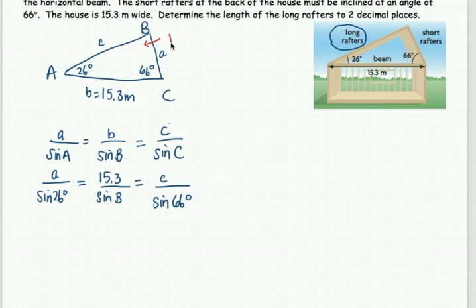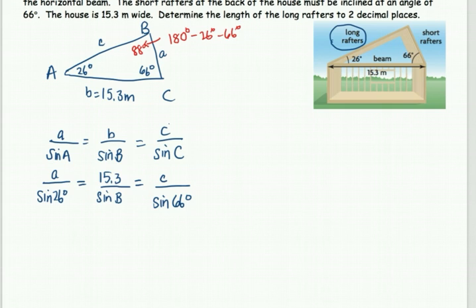The angles in a triangle, regardless of what triangle it is, will add up to 180. So we're going to subtract the 26 and the 66, and we will get the third angle, and that'll be 88. Okay, which we looked at already from before because we were trying to figure out if this was a right angle, and it wasn't, okay?